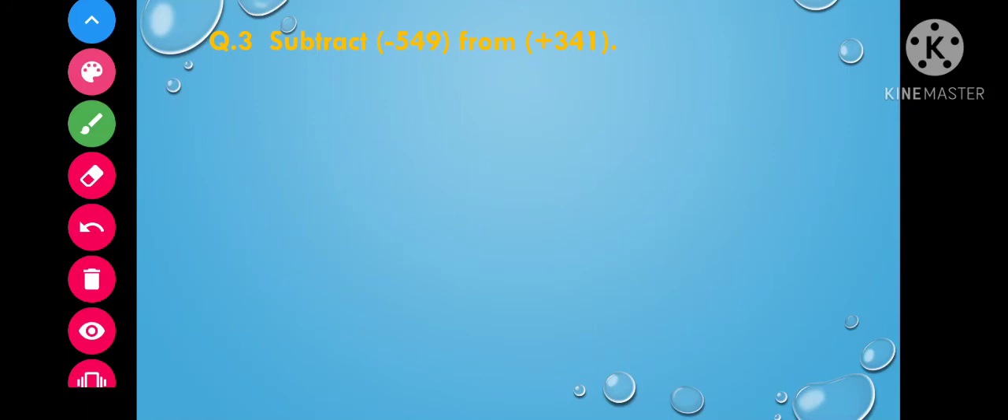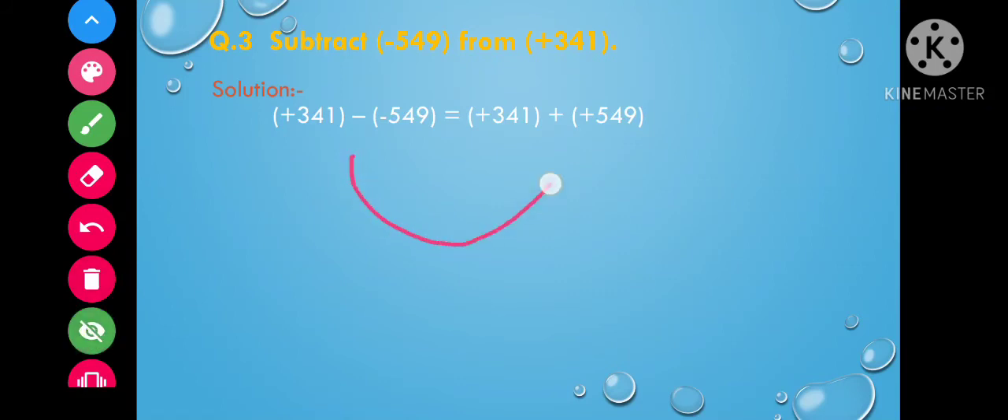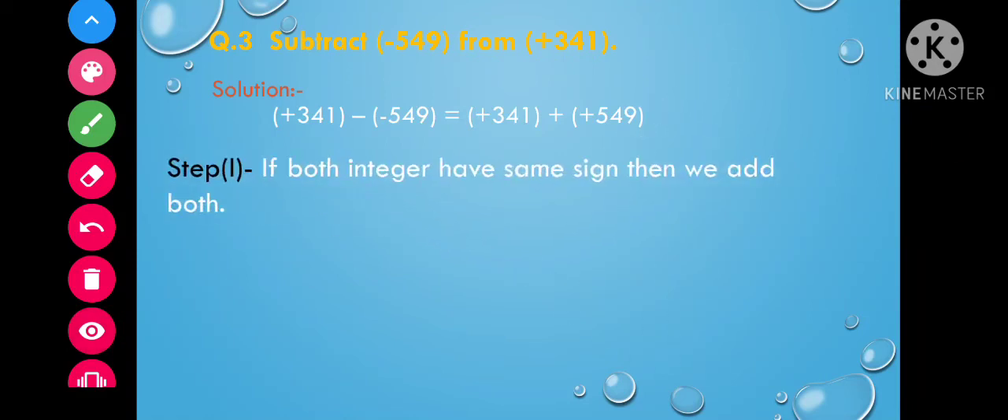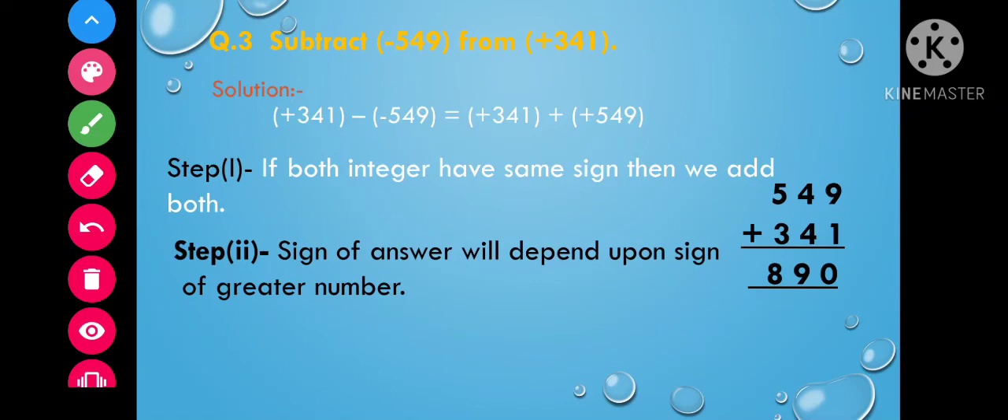Now next, subtract minus 549 from plus 341. Then the solution is plus 341 minus minus 549. Here again we change the subtraction problem into an addition problem and the sign of the subtrahend will change from negative to positive. Then if both integers have the same sign, we add both. So 341 plus 549 equals 890. But the sign of the answer will depend upon the greater number. Here 549 is greater than 341, and the sign of 549 is plus, so the answer will be plus.